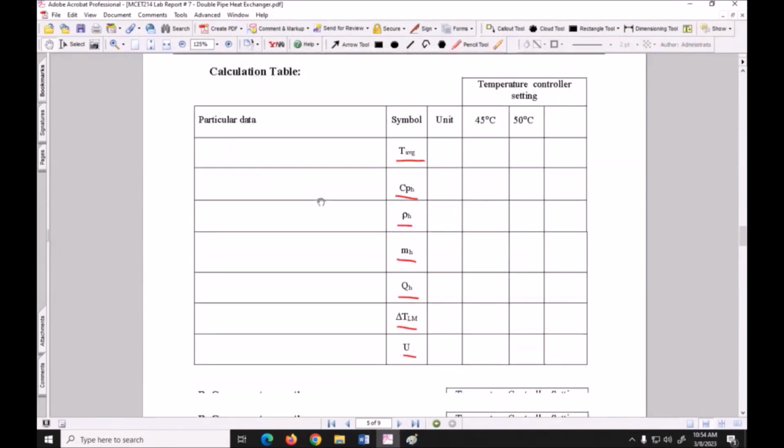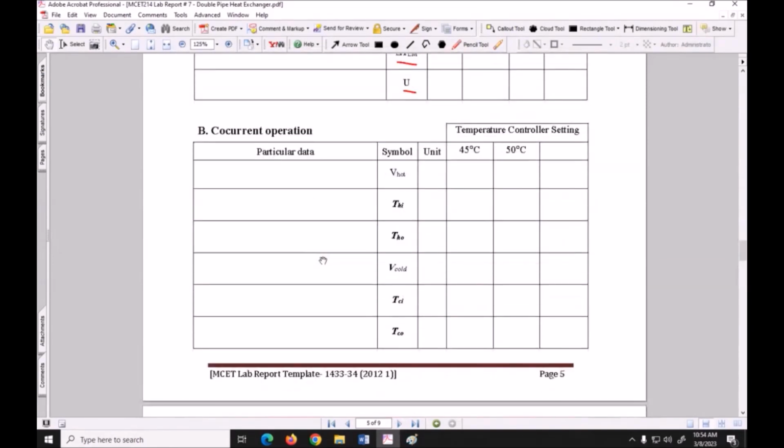So I will transfer the co-current operation data also. Same, you can write this as usual. Same, right from the top, same everything, same unit, you can write from the top, and I will give you the readings. So the readings from the machine: the volume flow rate is 0.97 for hot water.